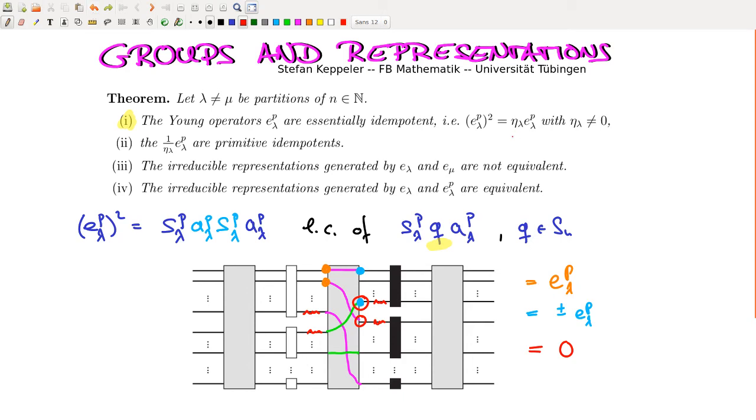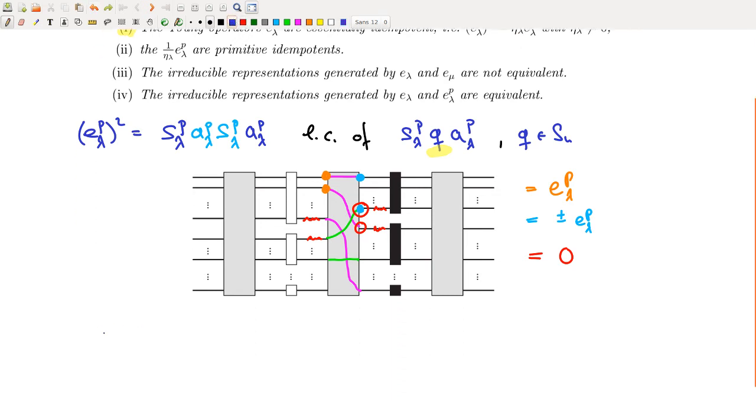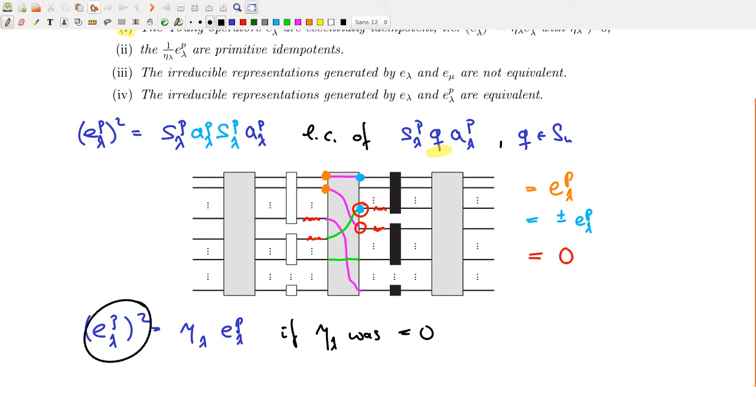So that's almost idempotency. We have some factor here now, but we have to show that it's non-zero. So we see E lambda p squared is, let's say, some number, eta lambda, times E lambda p. But we still have to show that this number is non-zero. So if this number was 0, then the thing would be nilpotent. It would square to 0.